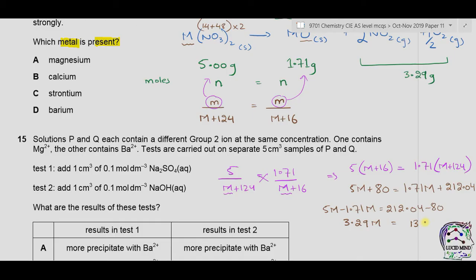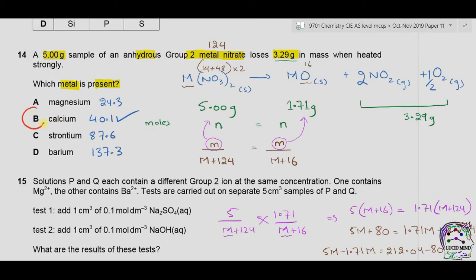equals 132.04. Dividing both sides by 3.29, this will cancel out, so M equals 40.133. From the periodic table we know that the atomic masses of magnesium is 24.3, for calcium it is 40.1, for strontium it is 87.6, while for barium it is 137.3. So our value is equal to the one with calcium. The answer is therefore B.